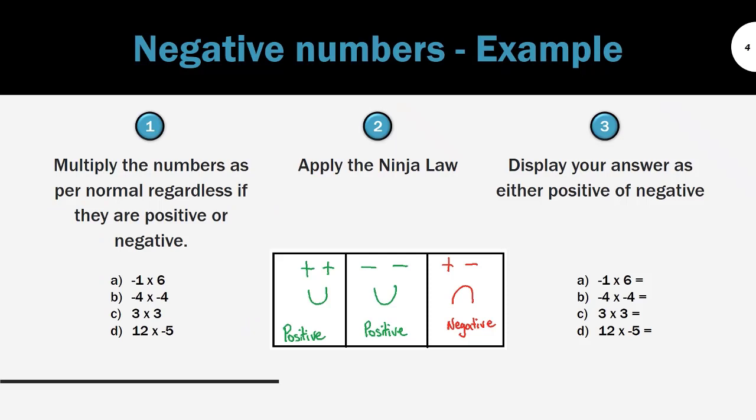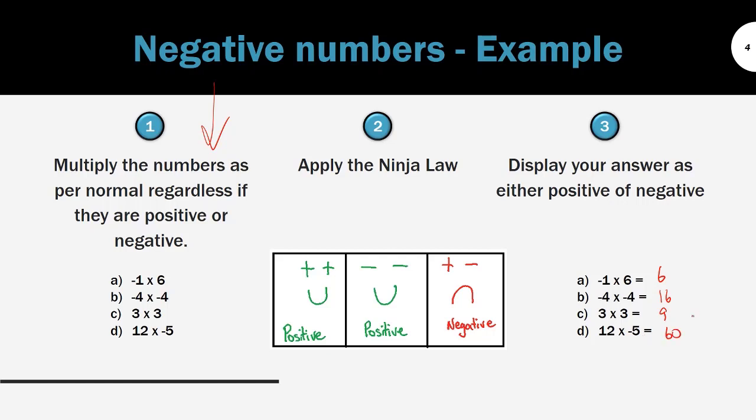So let's have a look at these ones. Once again, number one, we multiply the numbers as per normal, regardless if they are positive or negative. So we just look at it. 1 times 6 is 6. 4 times 4 is 16. 3 times 3 is 9. 12 times 5 is 60.